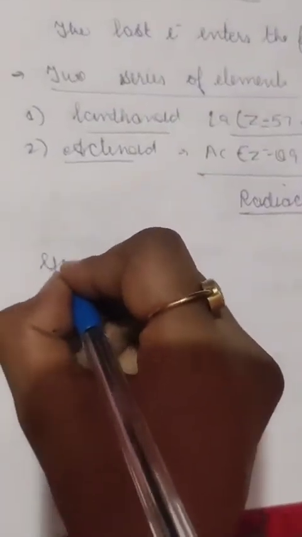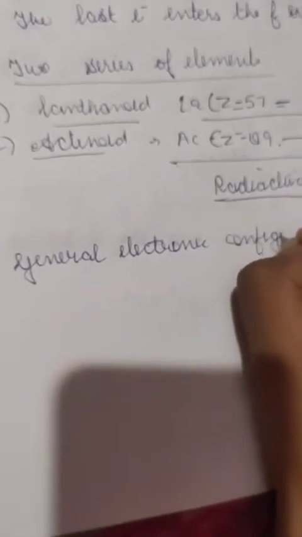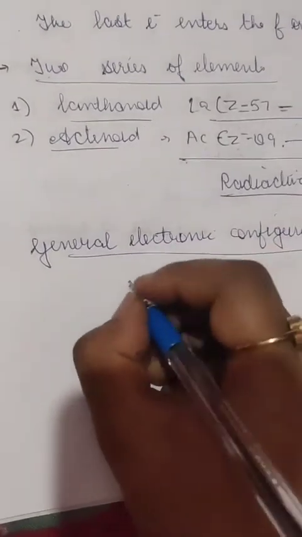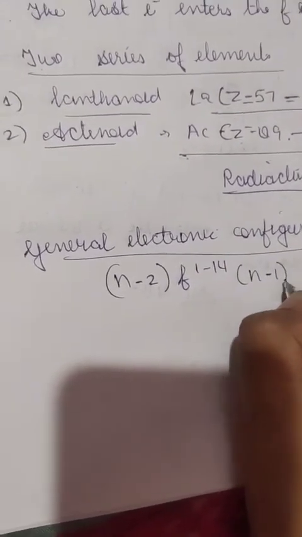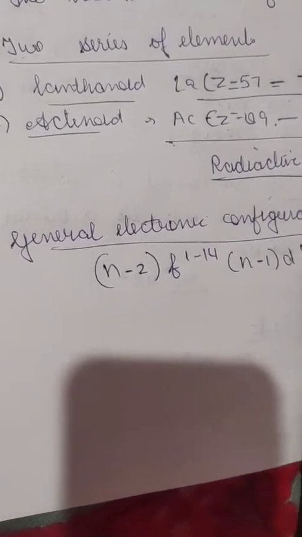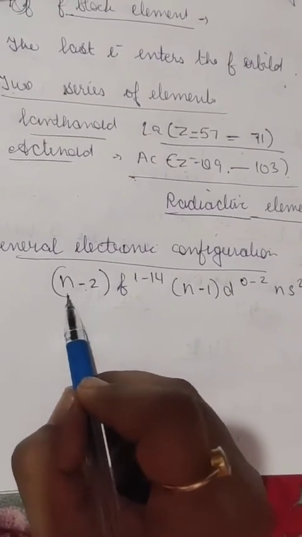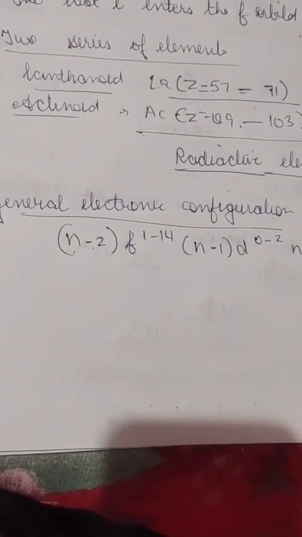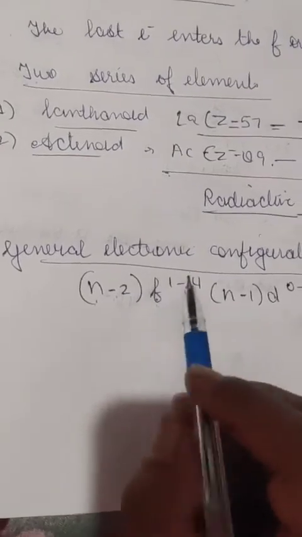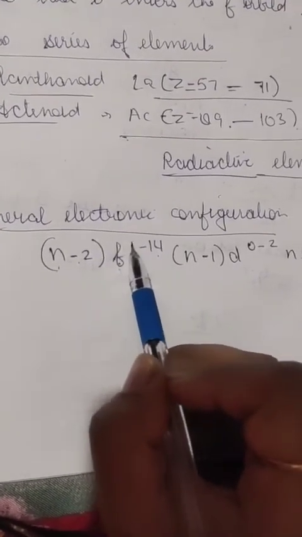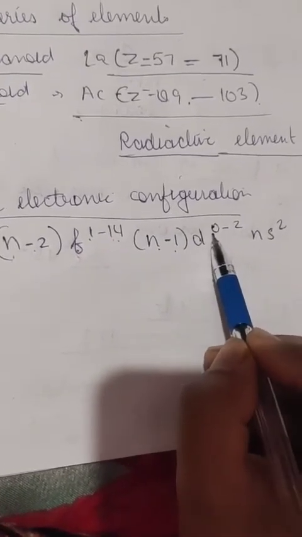So the general electronic configuration is (n-2)f1 to 14, (n-1)d0 to 2, ns2. So it's a very long electronic configuration. Here n, I hope all of you remember, I have been saying again and again, is the principal quantum number. So the value is n-2 for f, from the f orbital, f block, so it's f from 1 to 14 electrons. The number of electrons will increase from 1 to 14, and then n-1 again, and d, it's 0 to 2.